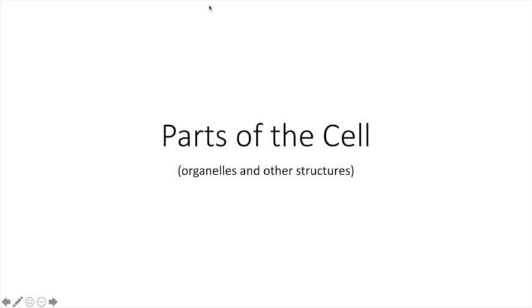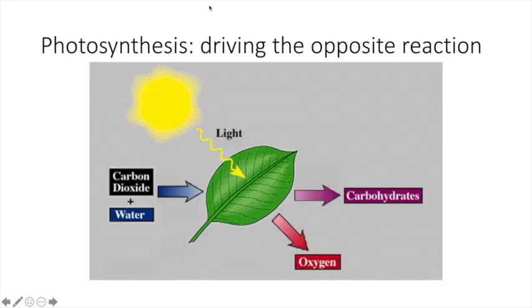This is the second part of my video on energy organelles and energy molecules, which will cover primarily photosynthesis. We looked at the last video about cellular respiration. Cellular respiration takes glucose and oxygen and makes carbon dioxide and water, in the process releasing energy to make ATP.